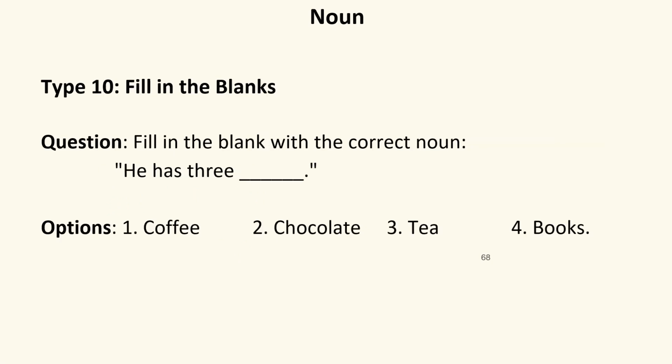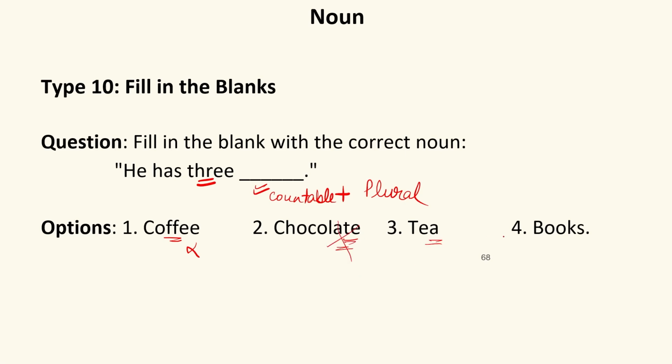Fill in the blank with the correct noun. He has 3. Now we have the word 3. 3 is a number, which means the noun that will come over here should be countable. Then it should be plural because 3 is plural. Now if we look at the word coffee, coffee is uncountable. We can measure it, but we cannot count it. Chocolate, yes, of course we can count, but this is not plural over here. That's why it will not come.